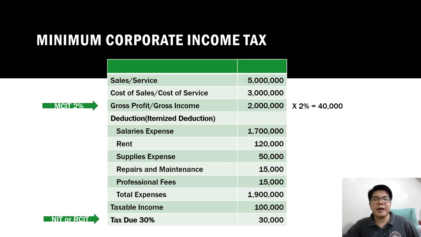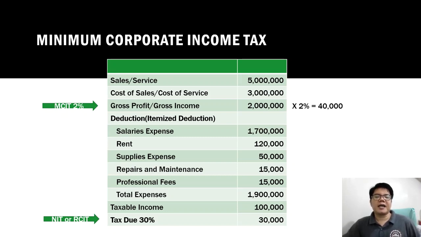So, ang tax payable mo dito ay 40,000. So, meron kang excess of MCIT of 10,000. So, ang babayaran mo ay 40,000. So, lumilitaw dito para kang nagpapahiram sa government ng 10,000. So, mababawi mo lang yung 10,000 na yan kapag next year, the following year, mas malaki na yung tax due mo over sa MCIT mo.